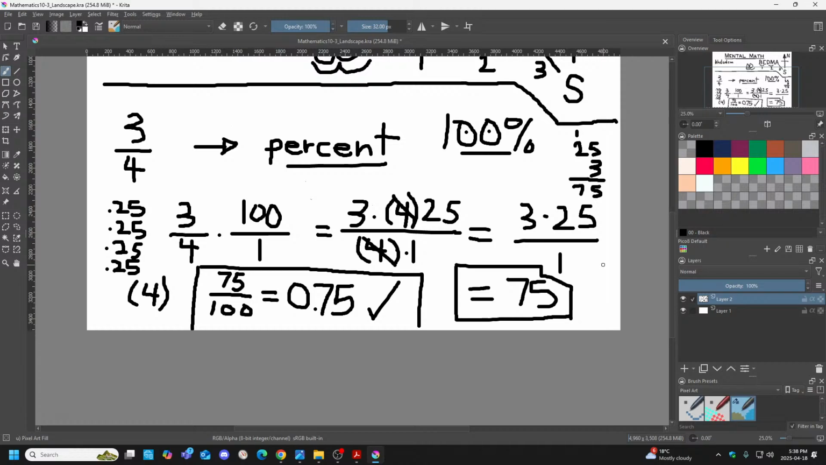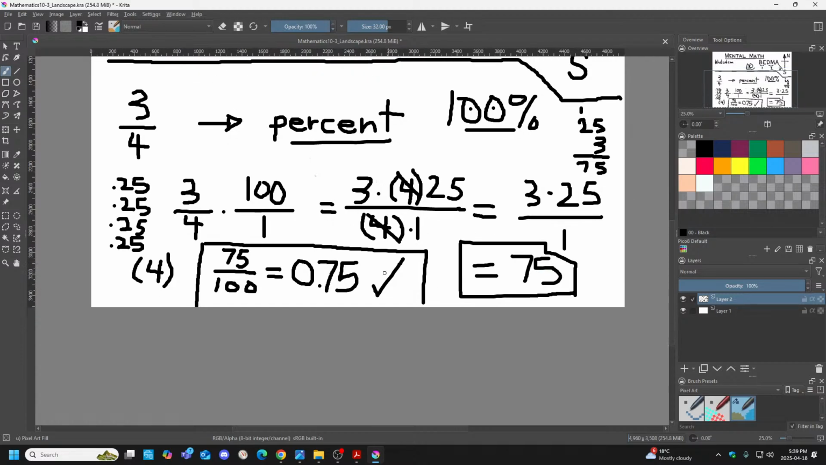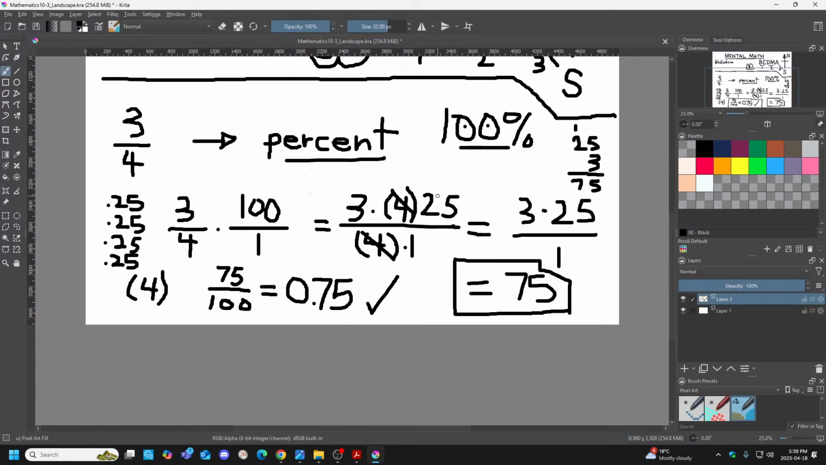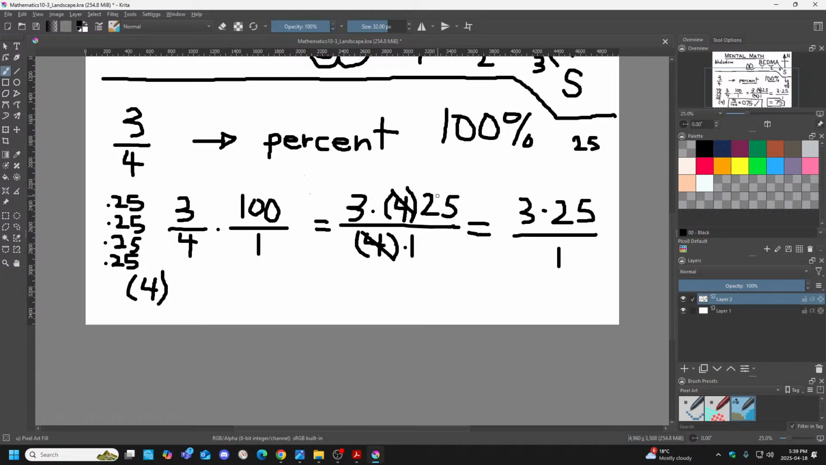I guess that's fine, but I'm just trying to make it easier for you. It's kind of the goal. Okay, and then we went 3 times 25. That's our magic number we needed right there. And then it was just a matter of converting it to a decimal. Okay, that's the long work.